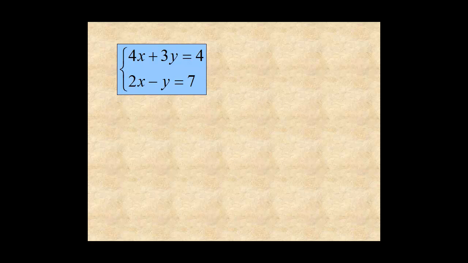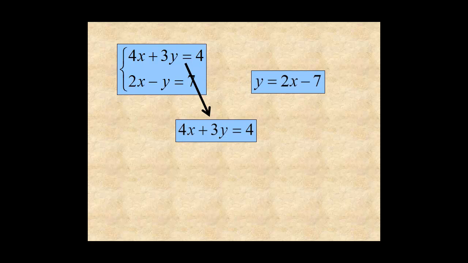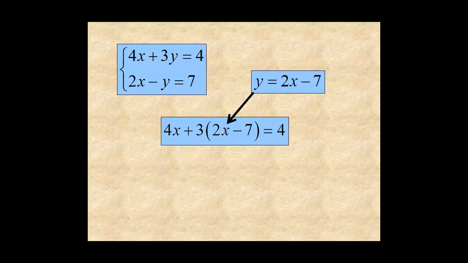Now that you have solved the second equation for the y variable, go back to the first equation and substitute y equals 2x minus 7. Now, the first equation has only one variable, and you can solve for x.